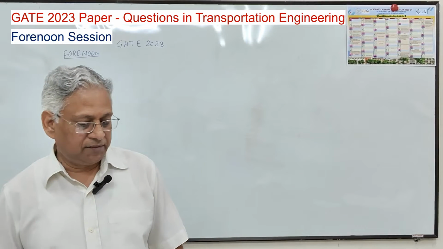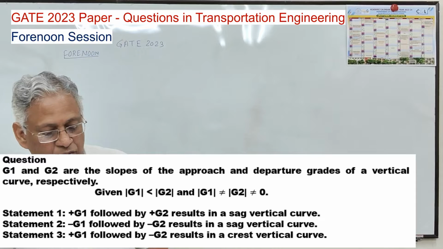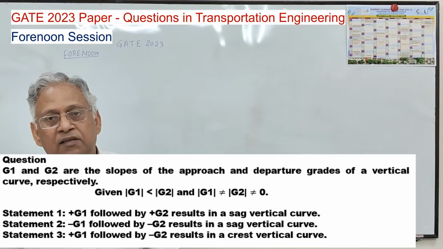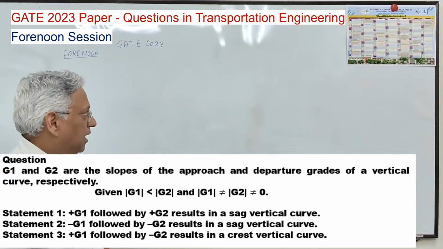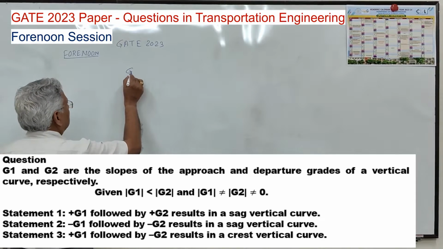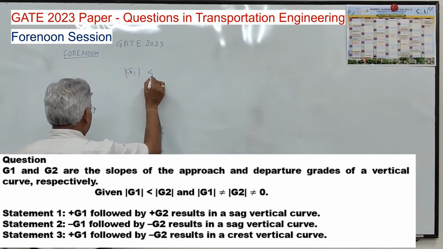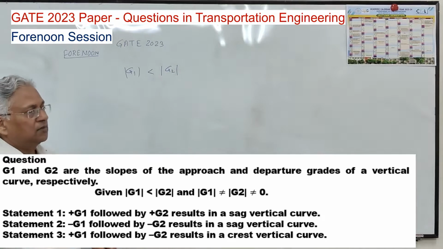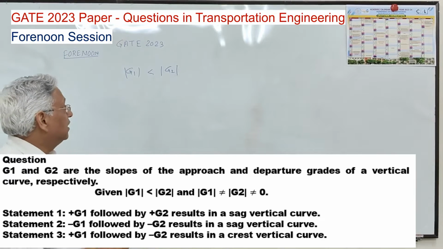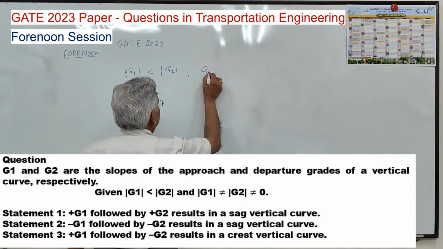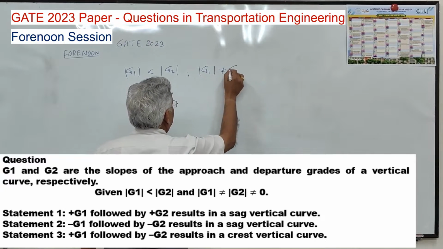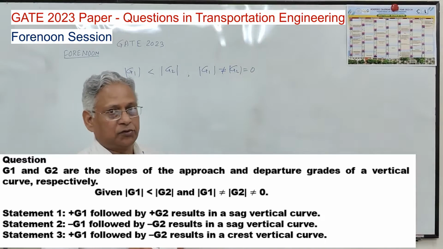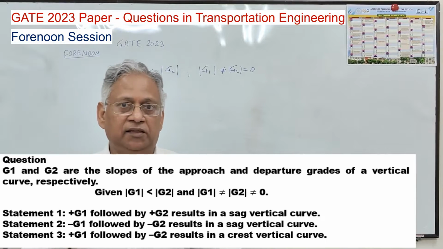And the first question is, G1 and G2 are the slope of the approach and departure grades of a vertical curve. The absolute value of G1 is less than the absolute value of G2. That is the condition. And G1 and G2 are not equal, and not zero also. That means there is a gradient.